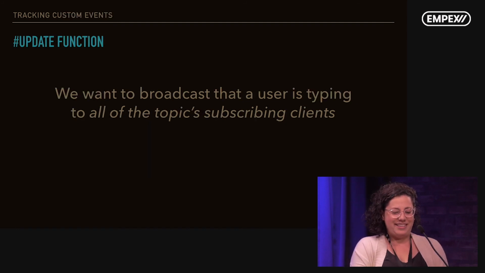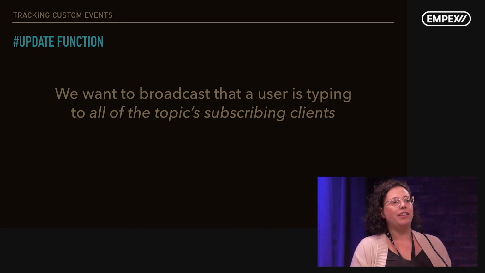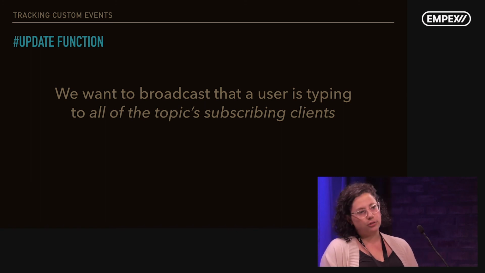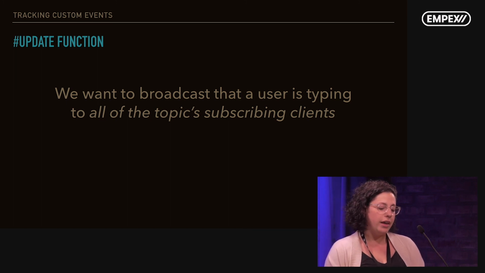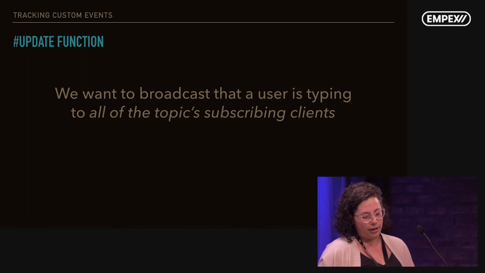Okay, so we talked about joining, we talked about leaving, and we're ready to talk about our custom event that we want to track here. This is when a user is typing. When a user is typing, we want to add that really nice fancy glow. So we want to broadcast that a user is typing to all of the topic's subscribing clients. We're going to hook into this response update event that we already have our channel listening for. We're going to take a look at that now.